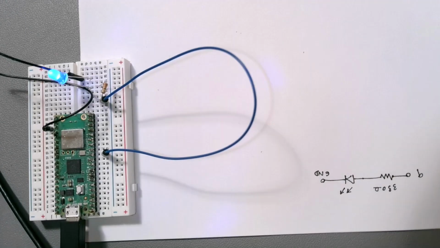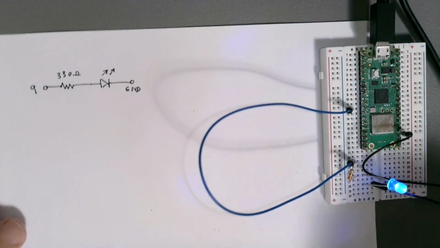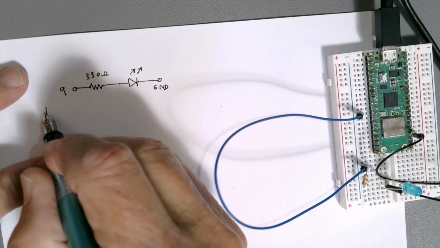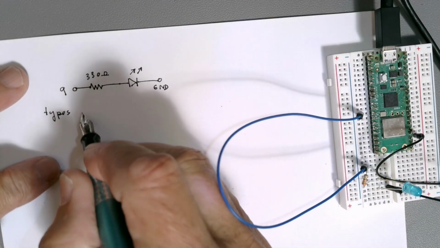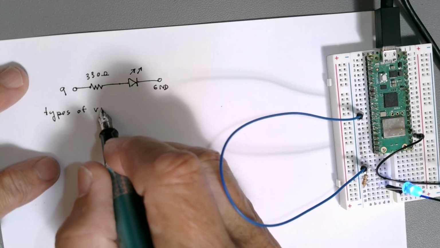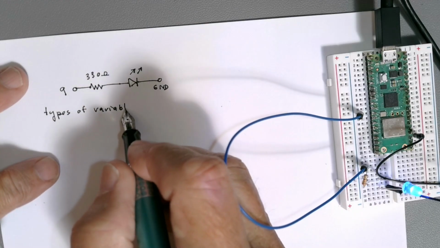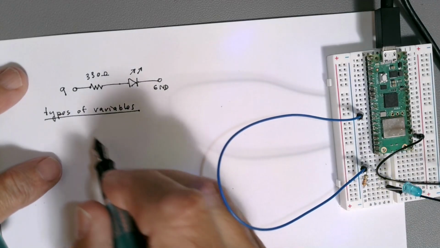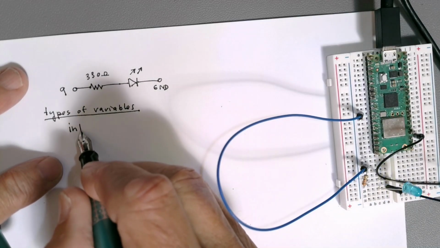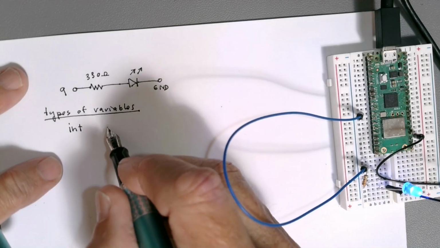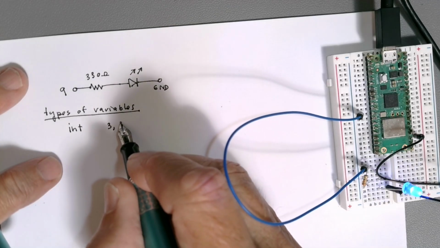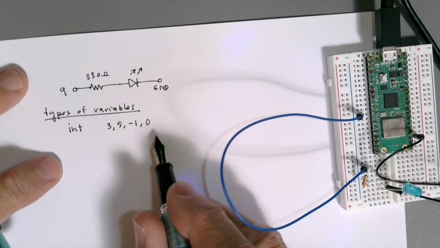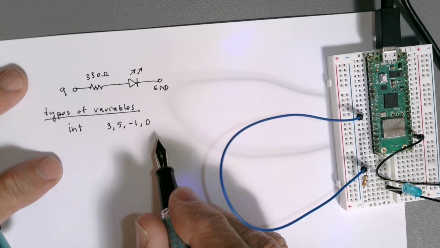If I go back to here, I'm just going to give you some of the types of variables. There are many types of variables, but there are a few common ones. The first one is an integer, and that's numbers like 3, 5, -1, and 0. Notice that I have no decimal points.